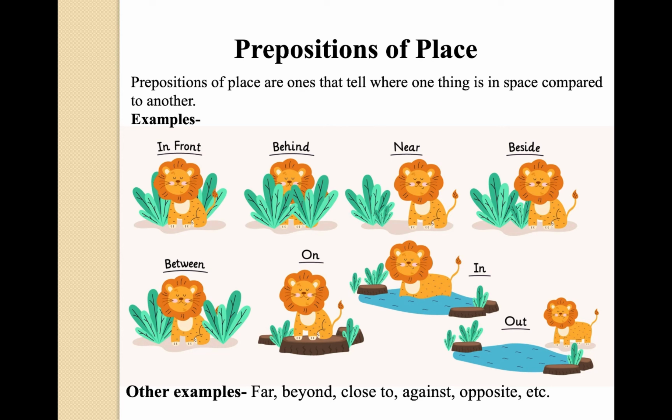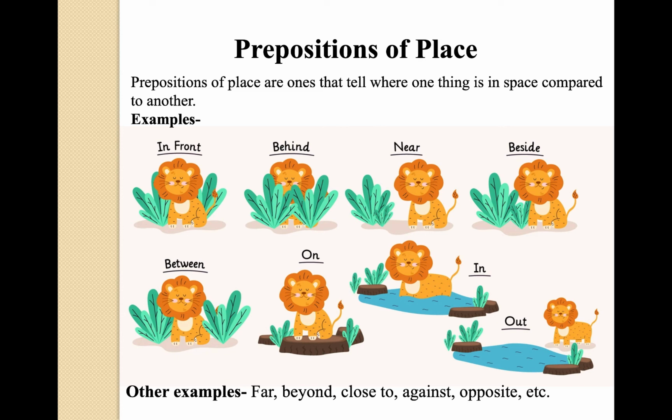Whereas in the second picture, the lion is behind the bush. In the third image, the lion is near the bush. In the fourth picture, the lion is beside the bush. Similarly, in the fifth picture, the lion is between the bushes. In the next one, the lion is on the stump. Lastly, the lion is shown in the pond and out of the pond.